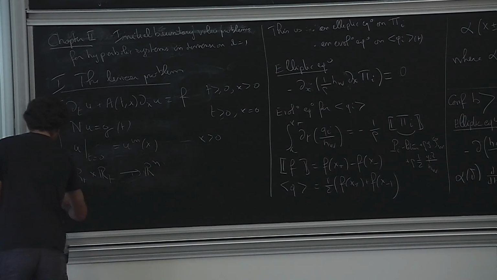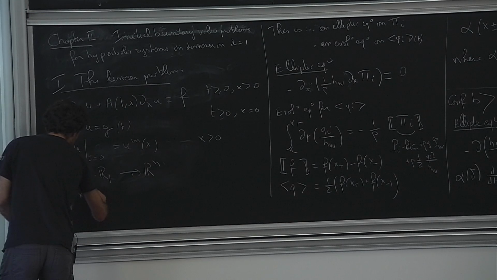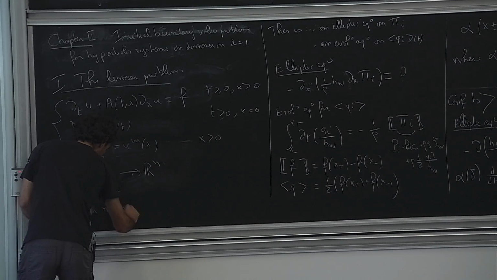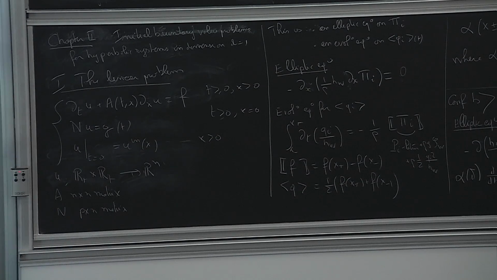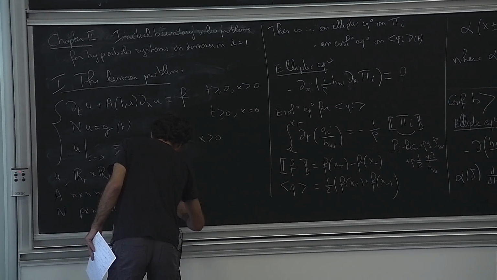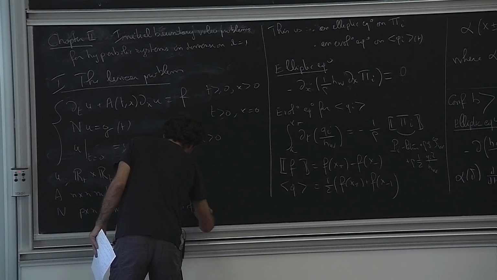A is an n by n matrix, and n is a p by n matrix. So p is the number of linear boundary conditions that you impose. P is the number of boundary conditions.